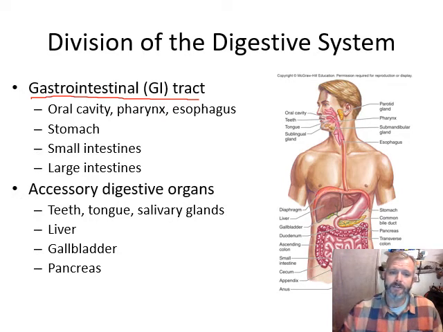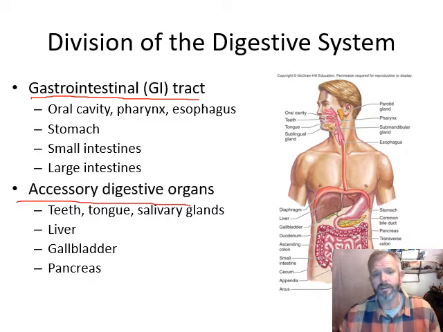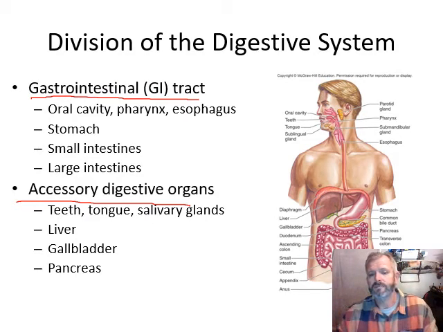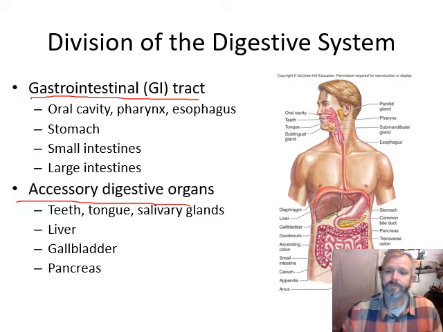Right, so that is the GI tract. That is the main part. That is where the food is moving through, or the materials are moving through. But there are other organs that help aid in the digestion. These accessory digestive organs, such as the teeth, the tongue, the salivary glands, are going to help in moistening the food and also in some of the chemical digestion.